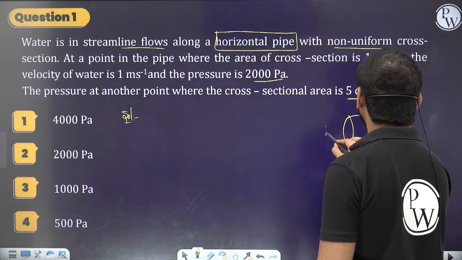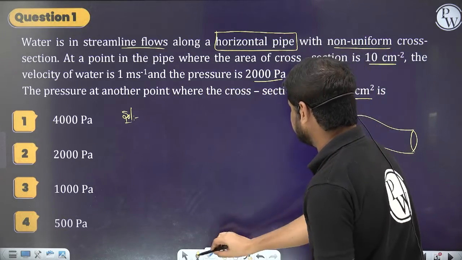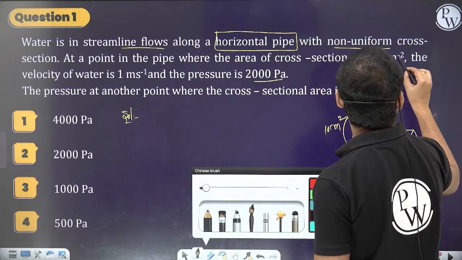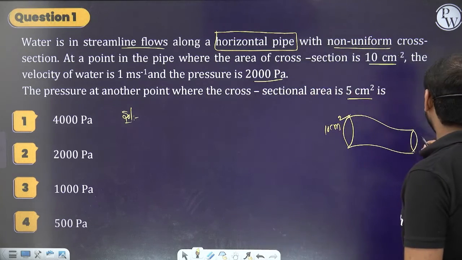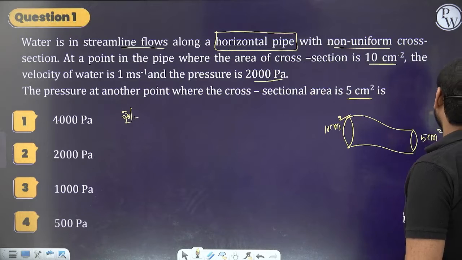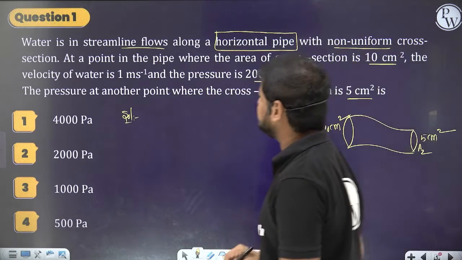So this is a 10 centimeter square. This is not minus, this should be 10 centimeter square. So then this is 5 centimeter square. Let it be area A1 and let it be area A2. First, identify the given information properly.